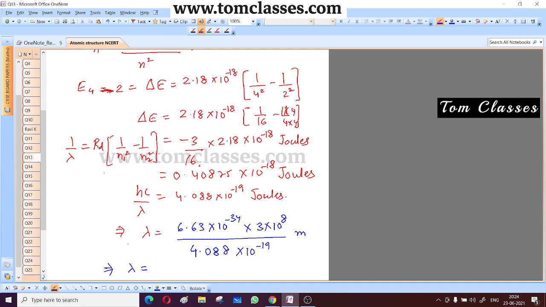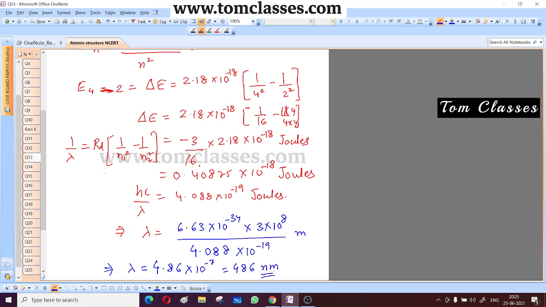Yes. So let's see what is the answer. Let me use my calculator. 6.63 multiplied with 3, so that is 19.89, divided by 4.088, so this will come out to be 4.86, so into 10 to power minus 34 over 10 to power 27, so it is minus 7, or you can say 486 nanometer it is, right?